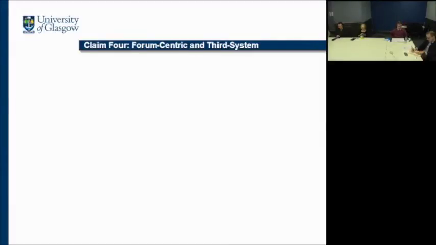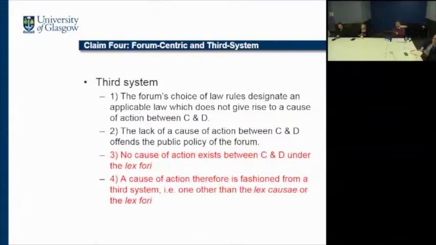What is more controversial is where the forum looks to its own rules and says, we don't create a remedy here, or we don't see a relationship here, or we wouldn't give title here. But we don't like that conclusion as a matter of public policy, even though our own rules would lead to that conclusion. So they'll look elsewhere, they'll try to find some other legal system in order to create a right or a remedy there. And the four steps we have here are, firstly, that the choice of law rules designate, again, an applicable law that does not give rise to a cause of action, that the forum thinks won't do, that's offensive to our public policy.